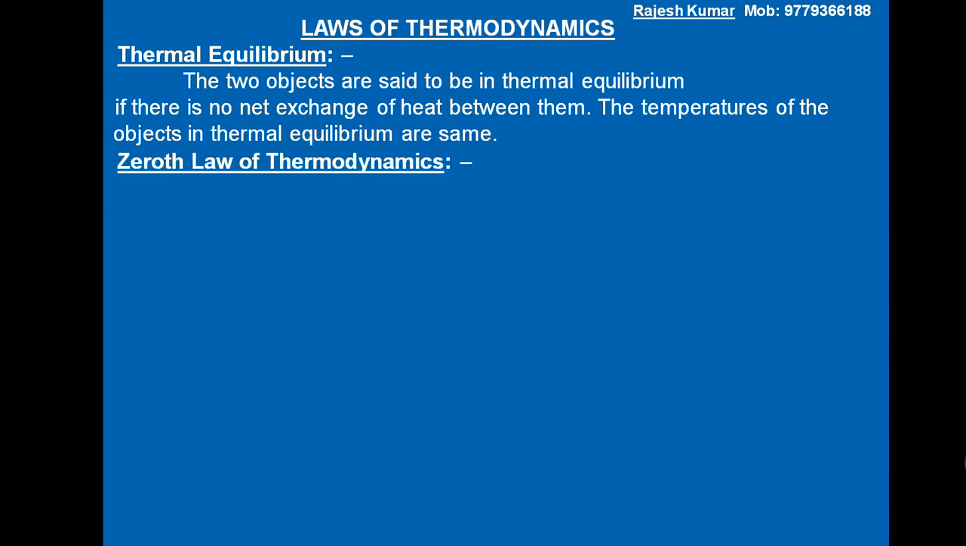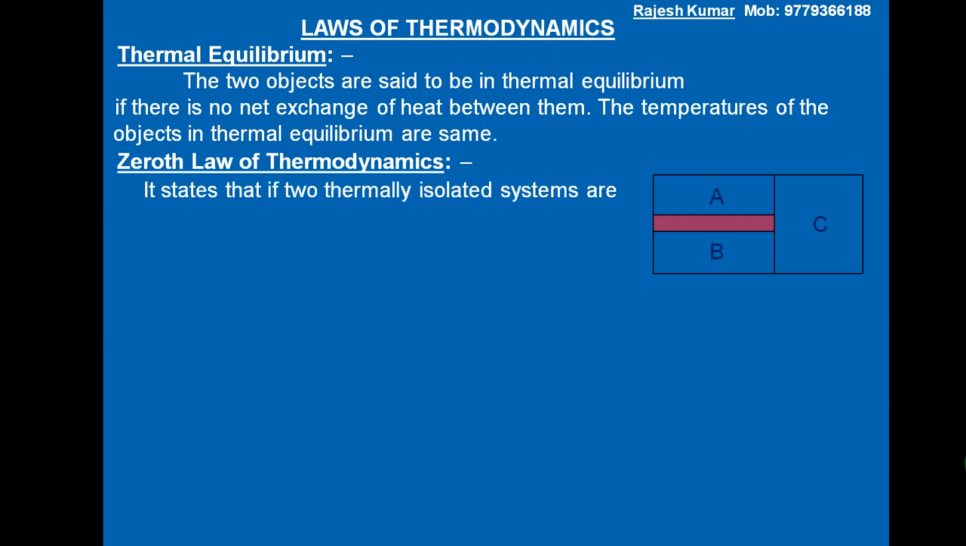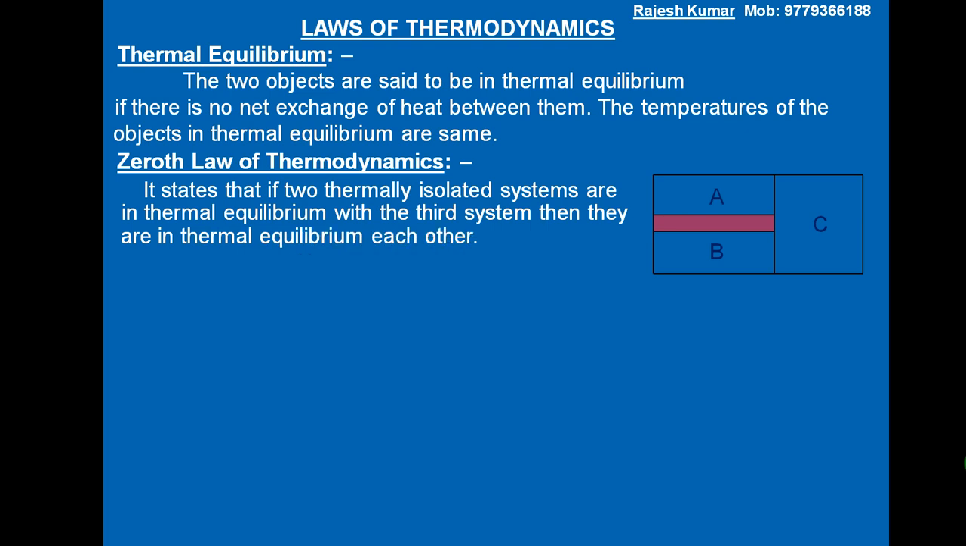Now, zeroth law of thermodynamics. Suppose two systems, system A and system B, are thermally isolated from each other, but they are in contact with the third system C, that is, they can exchange heat with system C. Zeroth law states that if two thermally isolated systems are in thermal equilibrium with a third system, then they are in thermal equilibrium with each other.